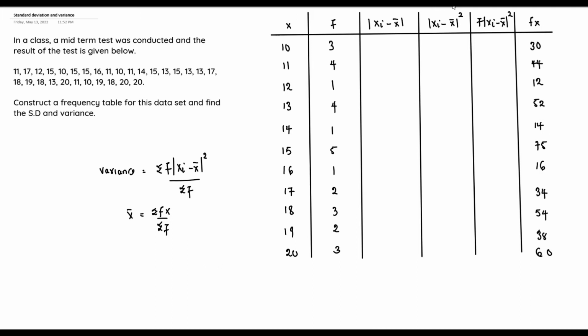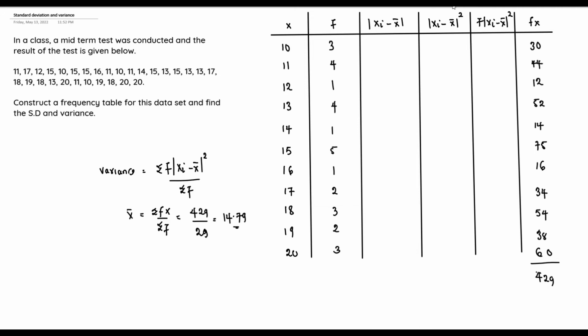Let's get our mean. We have to sum everything right here. When we sum everything from 30 down to 60, our answer is 429. So our summation fx is equal to 429, and the sum of the frequencies, that is 3 plus 4 plus 1 down to 3, gives us 29. So the mean value, 429 divided by 29, gives us 14.79. So the value of our mean is 14.79.